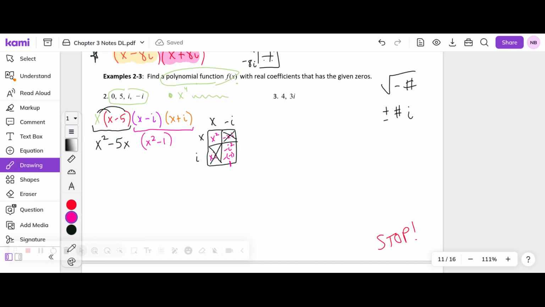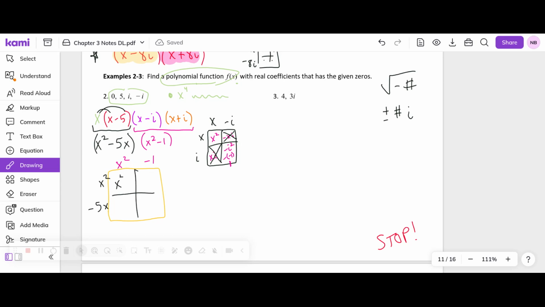Big thing to remember here is we're multiplying all this. So now we've done one box. We just need to do one more, and we'll be good. So we're going to put x squared minus 1 there, and we'll do x squared minus 5x there.